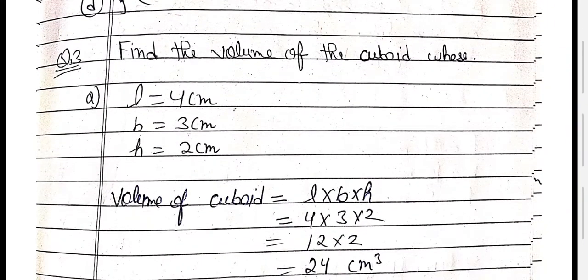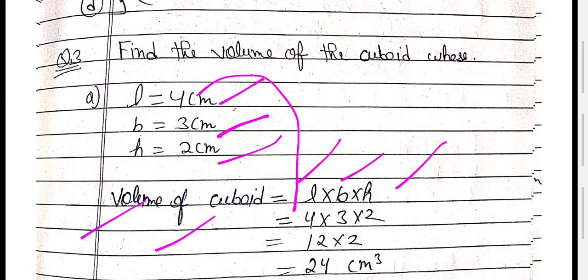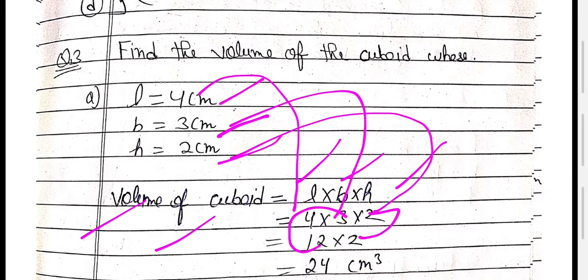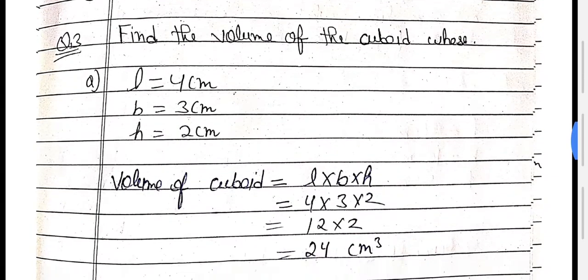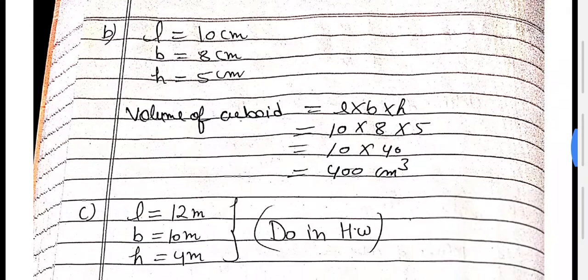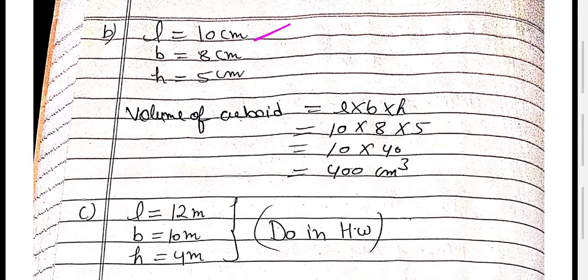Now come on cuboid. Find the volume of the cuboid whose length is given, breadth is given, height is given. So volume of cuboid you know very well. We are doing first question also. L into B into H. Put the value: L 4, breadth 3 and height 2. 3 4 is 12, 2 as it is, and 12 2 is 24. Your answer is 24 centimeter cube. This question total has 3 parts. 2 I am solving here. 1 you have to solve by doing homework. Second part, L is given, breadth is given, height is given. Volume of cuboid L into B into H.